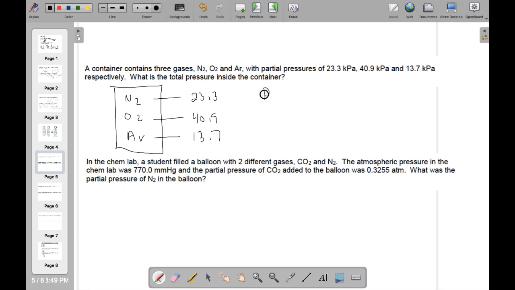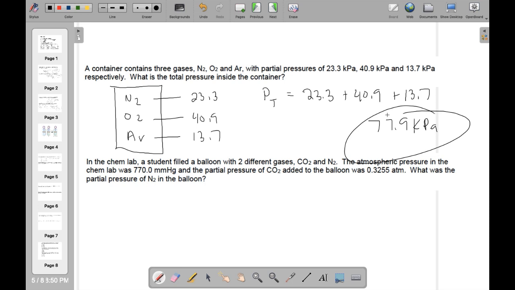Well, my total pressure will equal all of these combined. The entire pressure in here will equal all of these. So I just have to add these up. 23.3 plus 40.9 plus 13.7. And if I do that, I'm going to get around 77.9 kilopascals. You're thinking, wow, that seems easy. No problem. Well, it gets harder. I always say chemistry is easy until it's not.